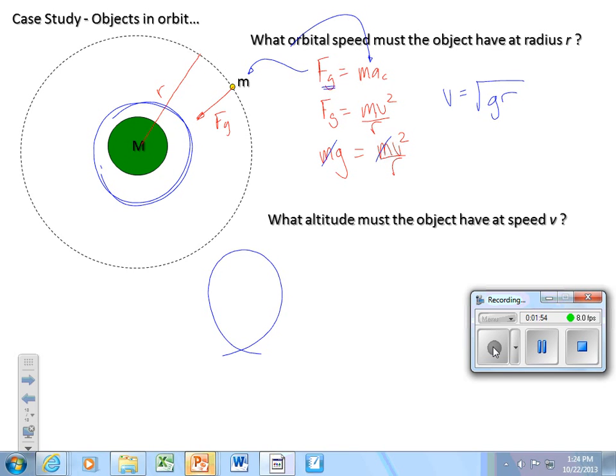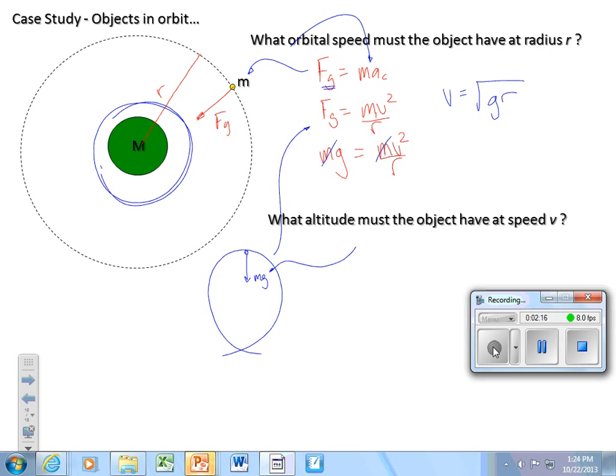Something moves around in a loop like this. And at the top, what's that magic speed where it doesn't come in contact? It just loses contact with that track, let's say this is. Well, that's an mg toward the middle, right? Well, same thing, it's mv squared over r. The difference here is that this g is g near the surface of the Earth.